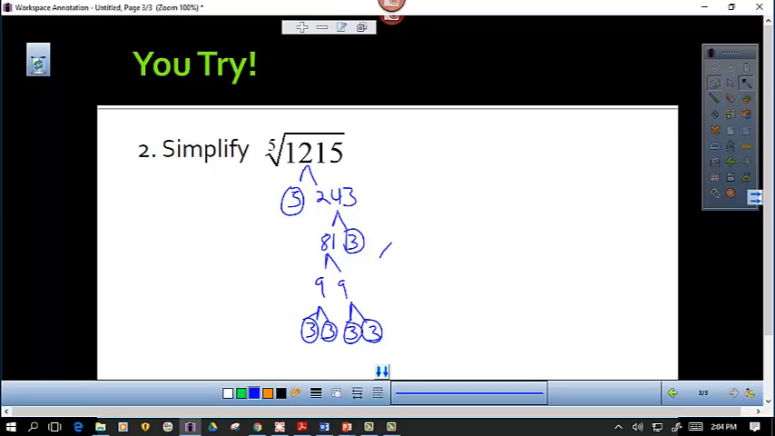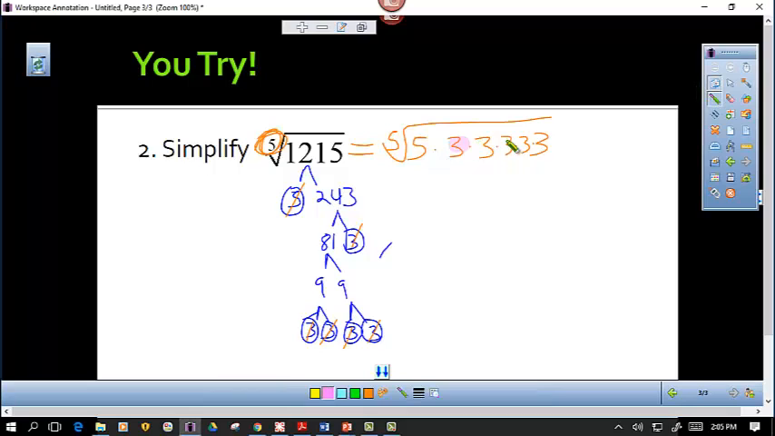We have an index of 5, so we're looking for groups of 5. So what I'm going to do is write this just in expanded form, just to show you, because again, this is an index we have not done before. But I have a 5, cross it out. I have a 3, cross it out. I have 1, 2, 3, 4 threes, so I'm going to do 1, 2, 3, 4 threes. And since I'm looking for that index of 5, I'm looking for a group of 5. Well, I see a group of 5 threes right here.